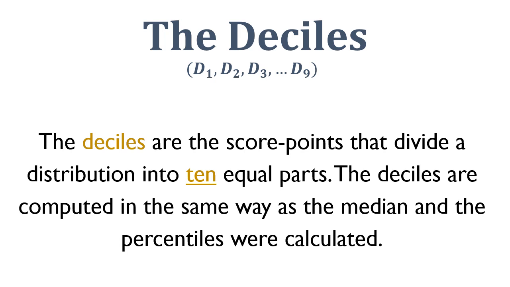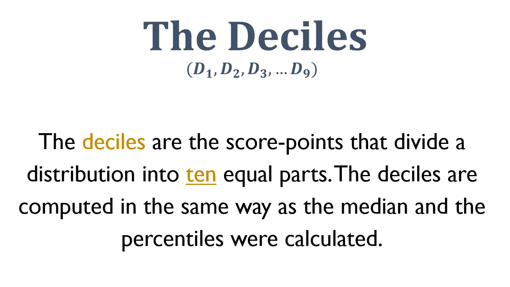Now, let's be particular first with the definition of deciles. Deciles are the score points that divide the distribution into 10 equal parts. Beforehand, we discussed quartiles, which divide the data into 4 equal parts. And percentiles divide the data into 100 equal parts.